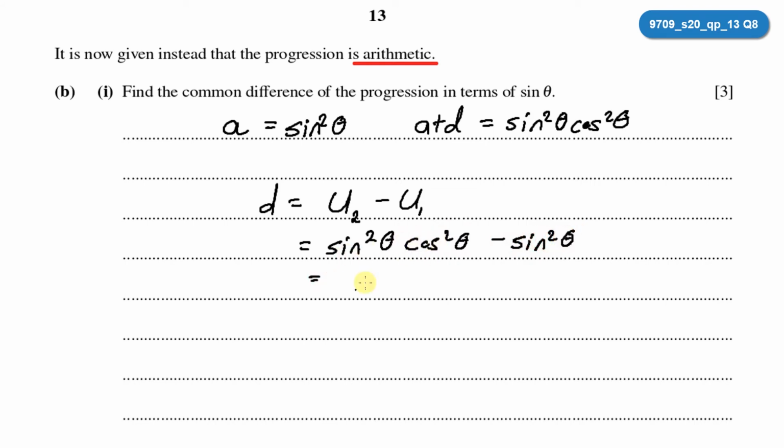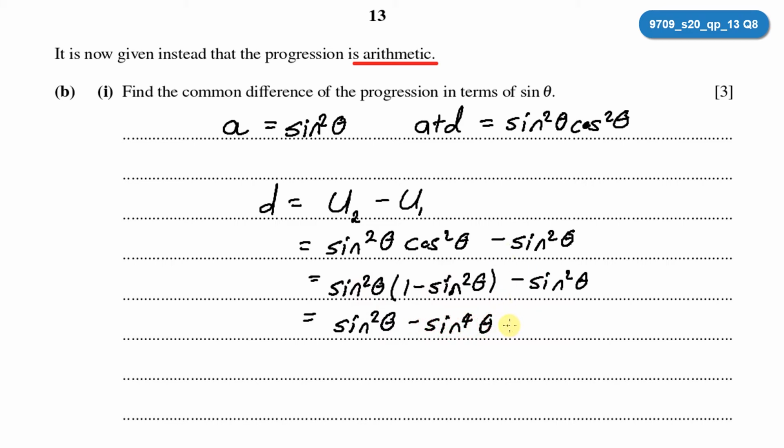So I'll apply the identity here for cos squared theta. So for cos squared theta, I'll have 1 minus sine squared theta, and that's minus sine squared theta here. Simplifying the bracket, I'll have sine squared theta multiply 1, so that's sine squared theta, and sine squared theta times minus sine squared theta, that's minus sine to the 4 of theta, and that's minus sine squared theta. And here, sine squared theta minus sine squared theta gives us 0, so we're left with minus sine to the power of 4 of theta, and this is the answer right here.